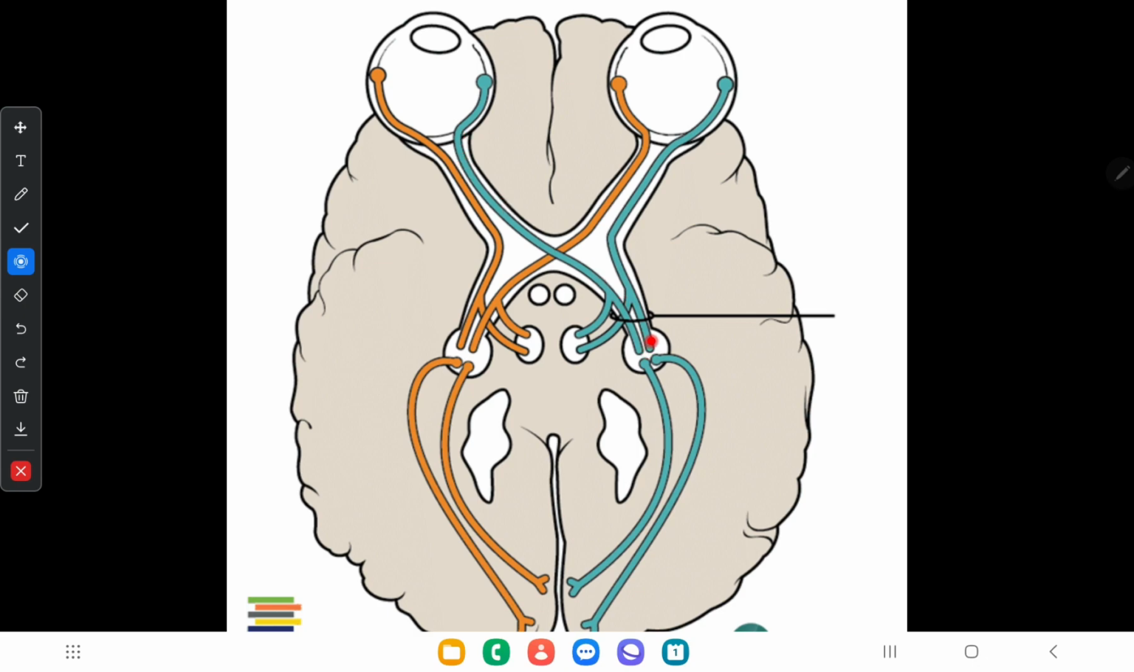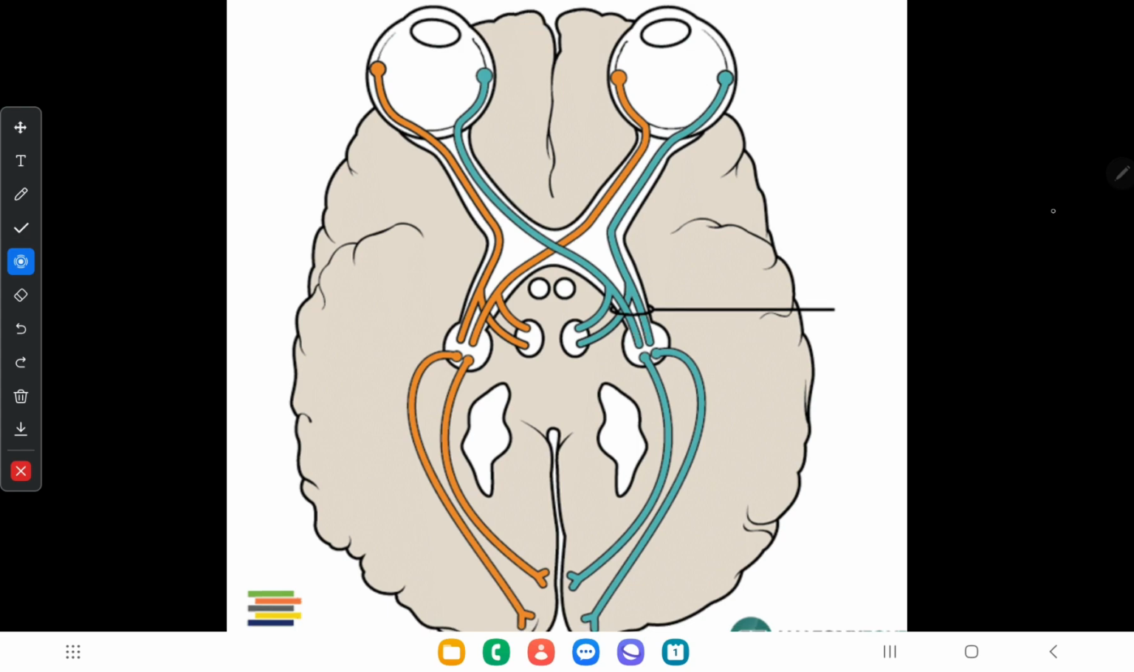Each optic tract courses backwards along the anterolateral boundary of the interpeduncular fossa and crosses the cerebral peduncle. The majority of these fibers end in the lateral geniculate body. This is the lateral geniculate body, and a few go to the superior colliculus via the superior brachium. Then the lateral geniculate body is a thalamic relay station for visual impulses.